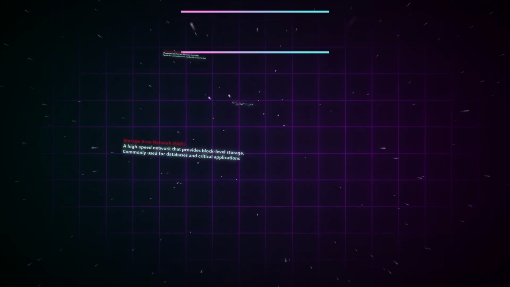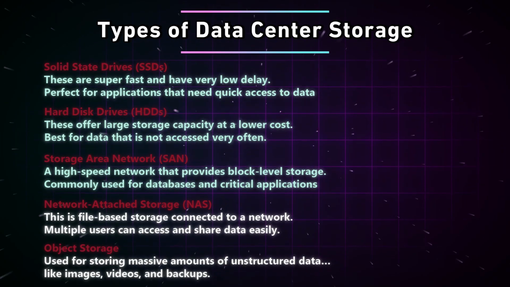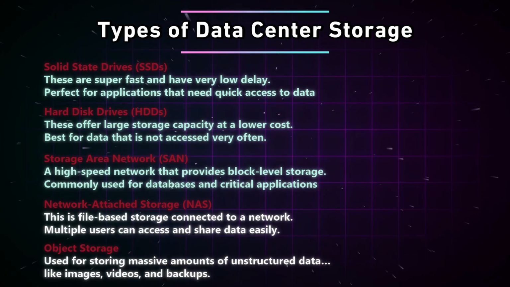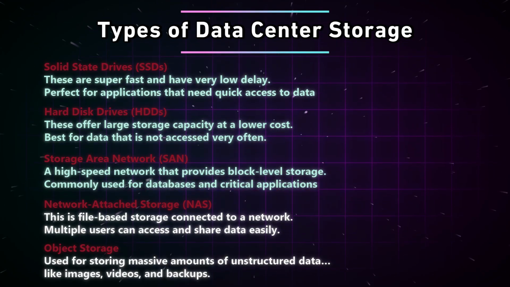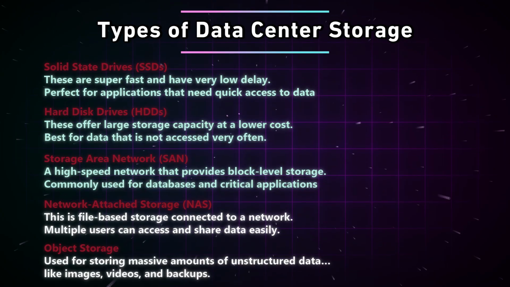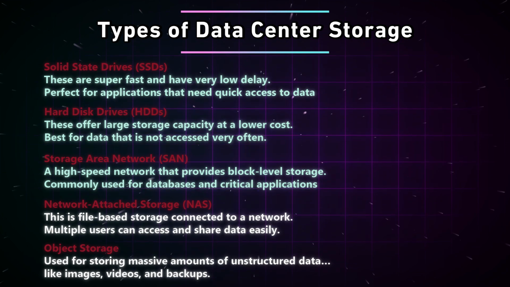Now let's quickly look at the main types of storage used in data centers. Solid-state drives, SSDs. These are super fast and have very low delay, perfect for applications that need quick access to data. Hard disk drives, HDDs. These offer large storage capacity at a lower cost. Best for data that is not accessed very often.